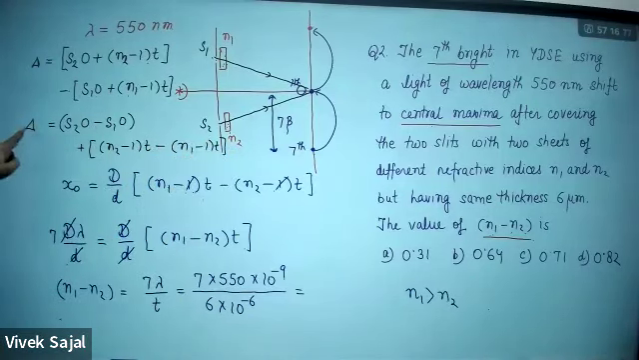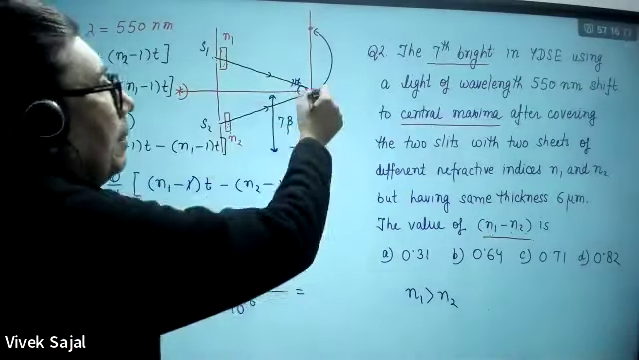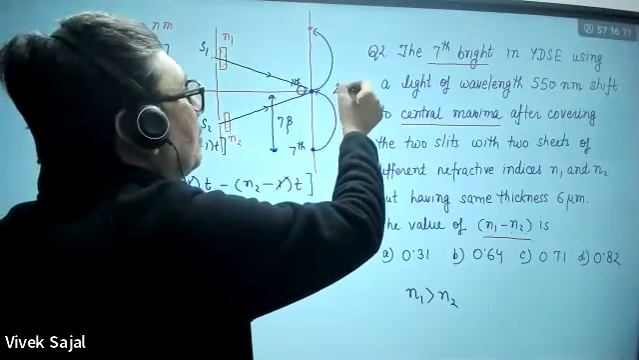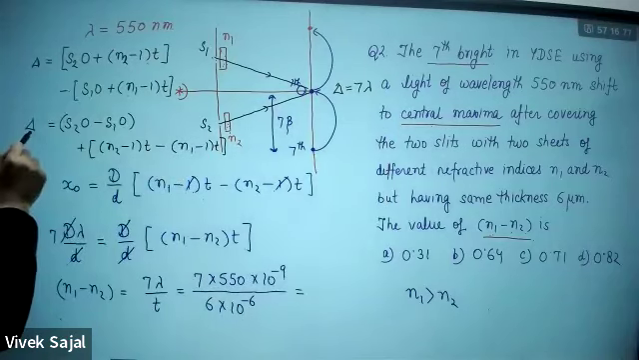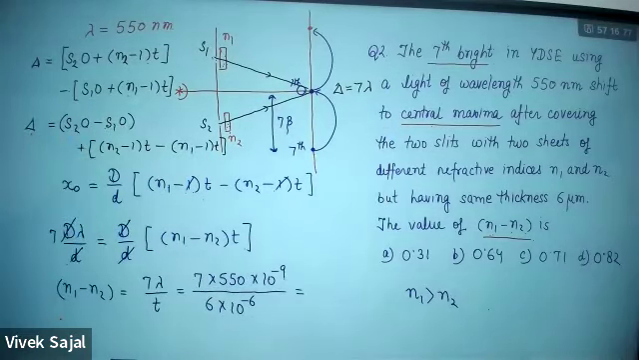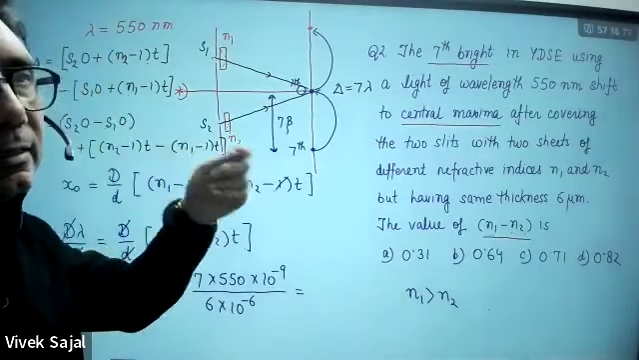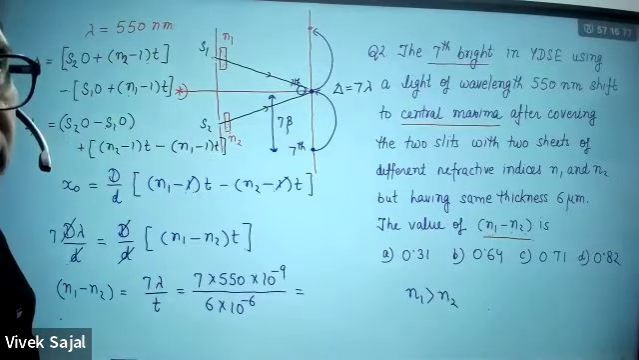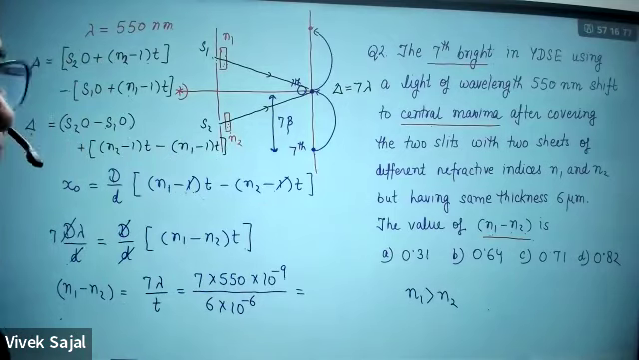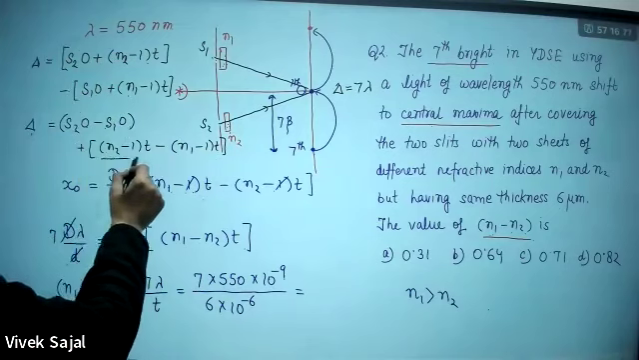So if delta is 7 lambda here, you are saying the 7th maxima is here. So delta will be 7 lambda here. So you are going to write 7 lambda here. And S2O minus S1O, this is what you have to find out. Okay, we have calculated it with the help of geometry. I have found its value. So from here you can find out the value of x. So in this way, this difference is coming into the picture.